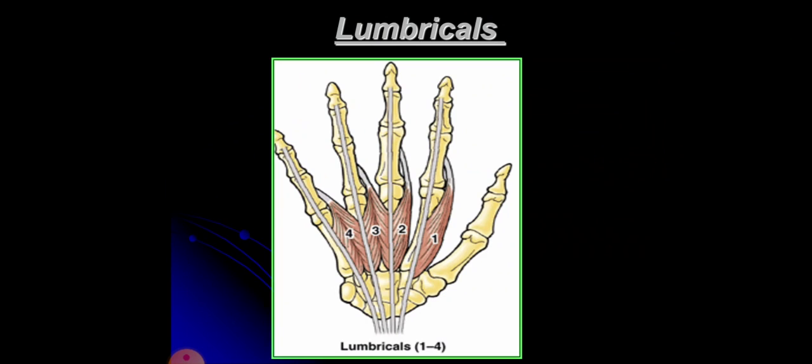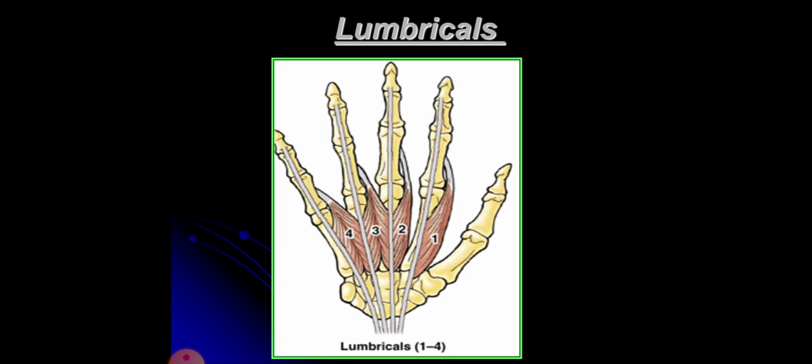The lumbrical muscles are 4 in number, numbering first to fourth from lateral to medial. This muscle originates from the tendon of flexor digitorum profundus and is inserted dorsally in the extensor expansion. The first and second lumbricals are unipennate, while the third and fourth are bipennate.